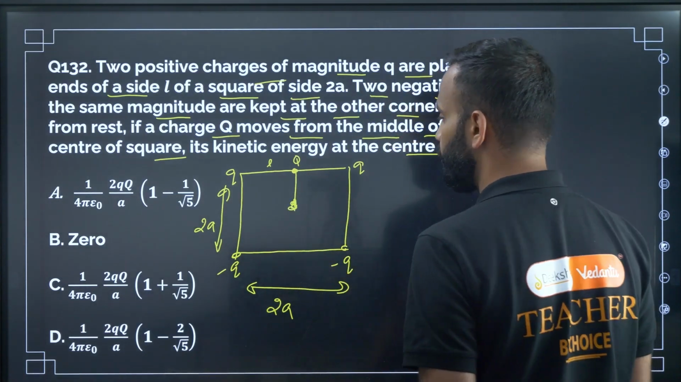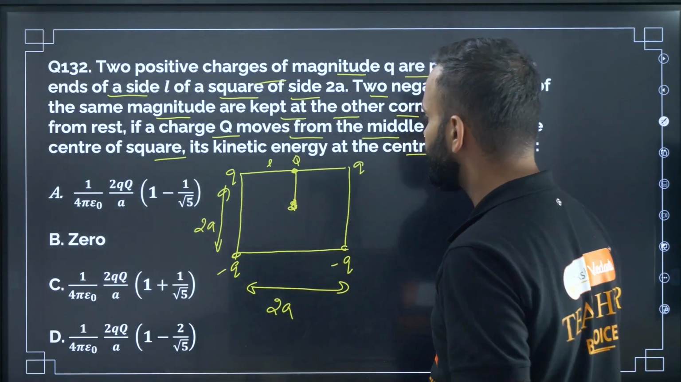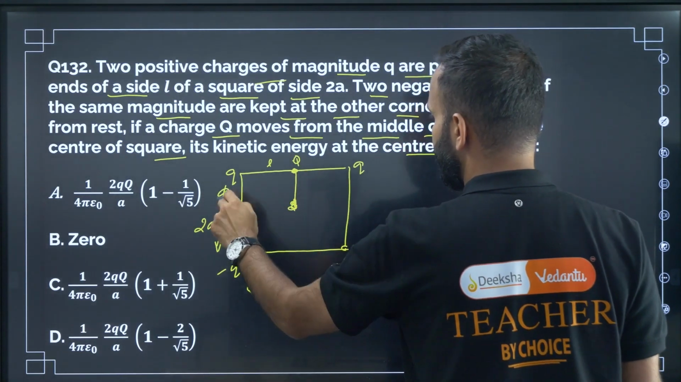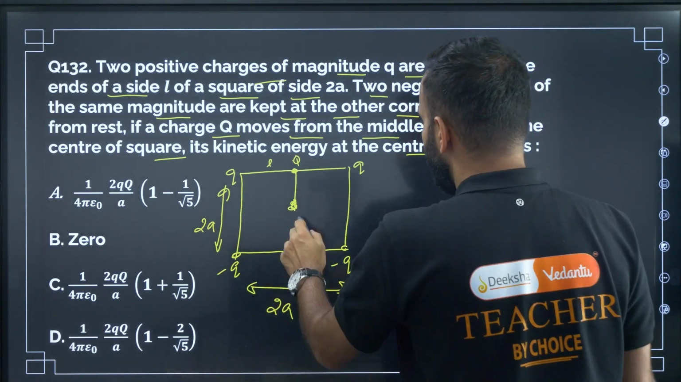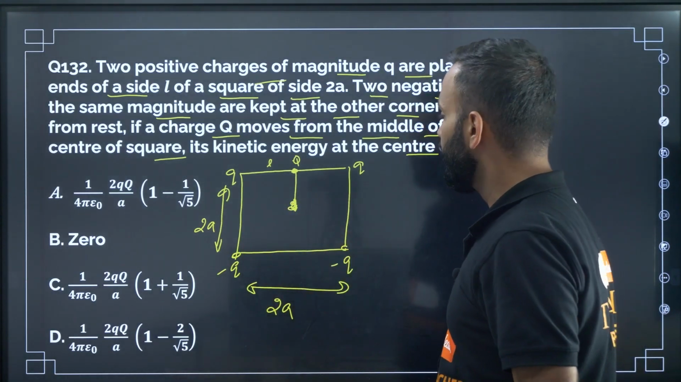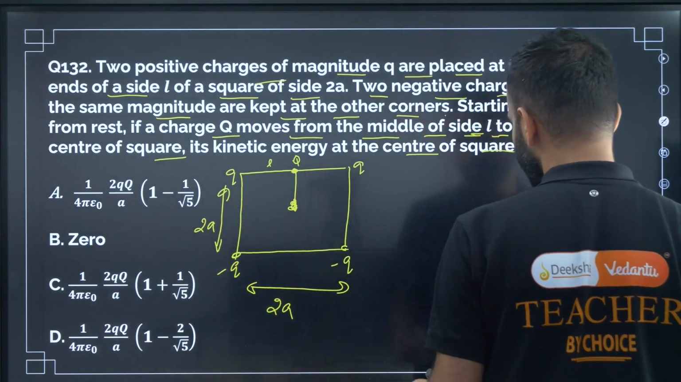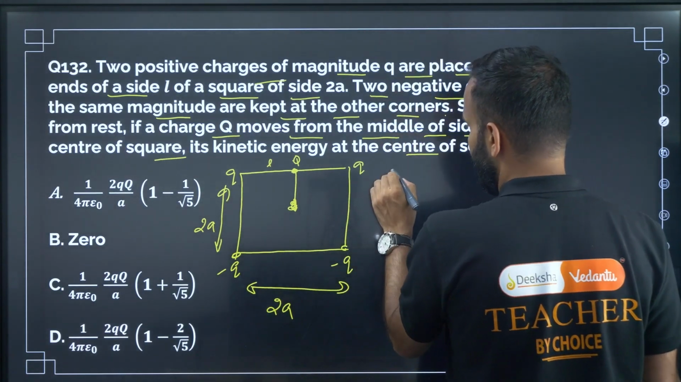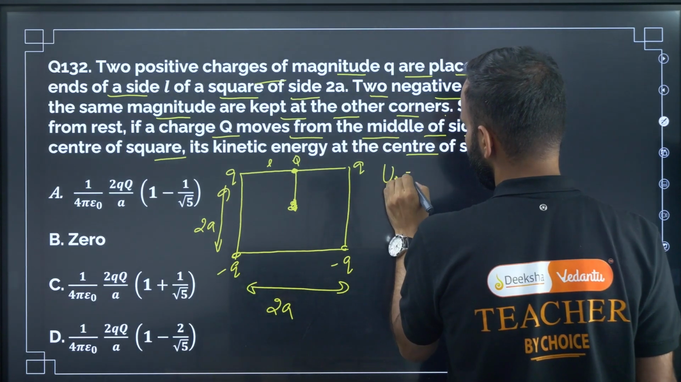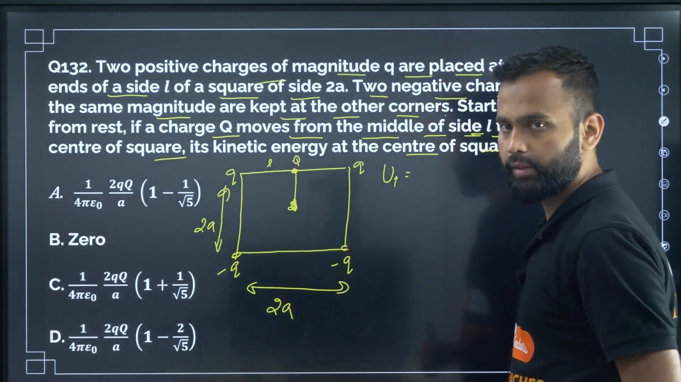How is it direct? See here, first we need to find the potential energy of the q at this point, that is the middle of this total side 2a, right? And then the potential energy at the center of the square. Then take the potential energy difference. Okay. Now, what is the initial potential energy? Initial potential energy is the potential energy of the q at this point, right?